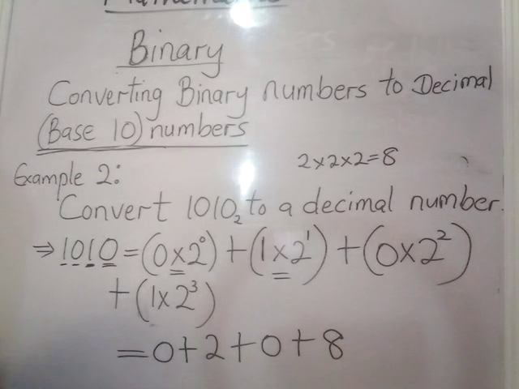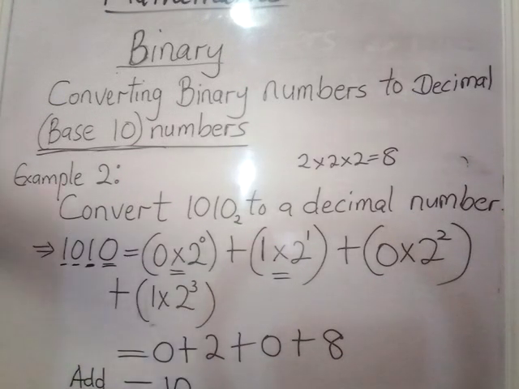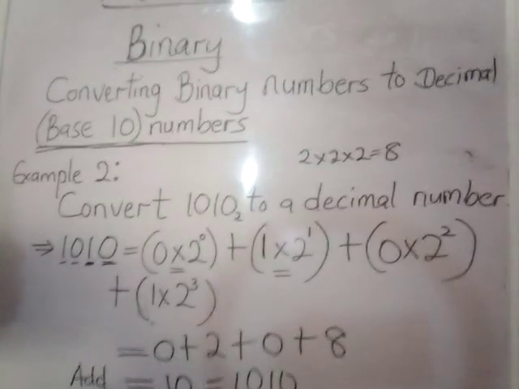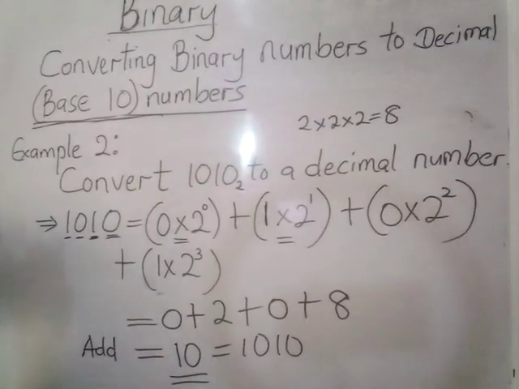Now we have done this. The last step is to add them together. Okay? Add them together. And what do you have? 0 plus 2 is 2. 2 plus 0 is 2. And 2 plus 8 is 10. So we find out that this number 1010 in the binary form is equal to 10. Is equal to 10. So 1010. Okay? So this is basically how you do your conversion.